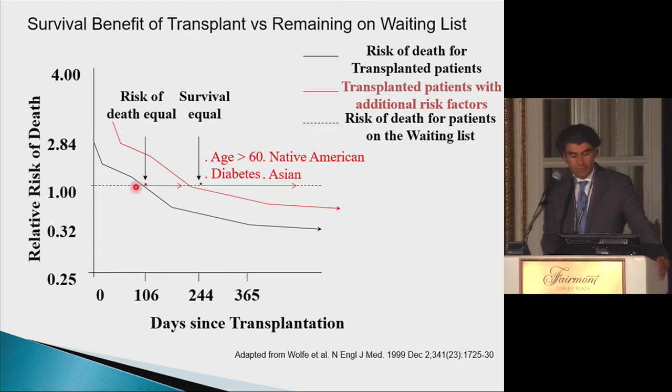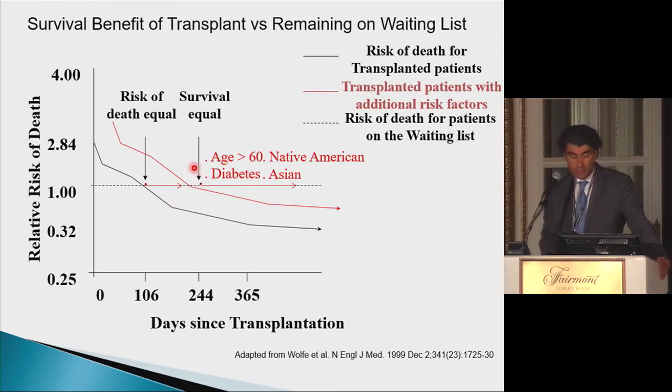The relative risk of death here, one, is the patients on dialysis. There was a threefold increase in mortality for patients who go to transplant compared to staying on the waiting list. And this is due to the perioperative risk, obviously. And then this relative risk starts decreasing, becomes equal around 106 days, but the survival doesn't become equal until 244 days to compensate for the early increase of mortality. So, in other words, patients have to wait more than 244 days to start benefiting from transplant.